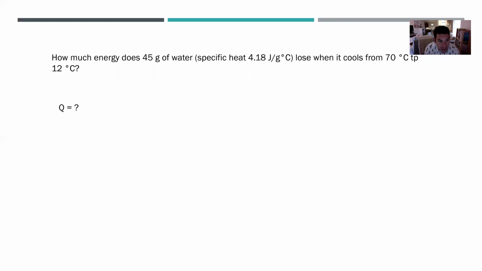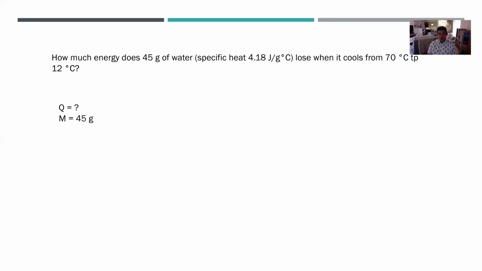So how much energy does 45 grams of water, specific heat 4.18, lose when it cools from 70 degrees Celsius to 12 degrees Celsius? So think about what this question's asking. It says how much heat will it lose, when everything else has been gained? And it's going from 70 degrees Celsius to 12 degrees Celsius.